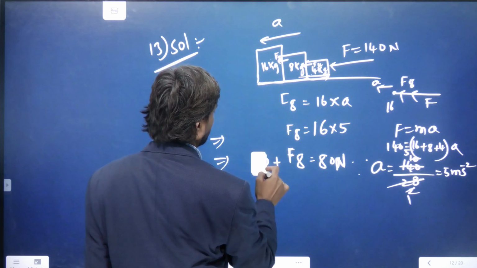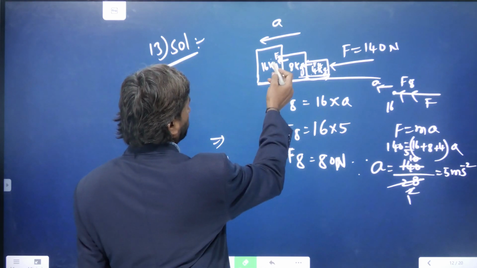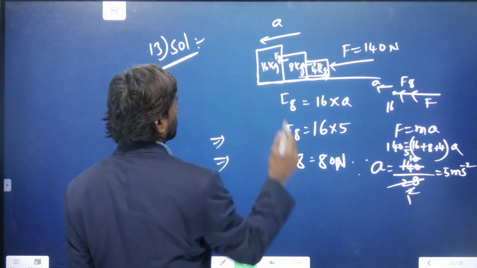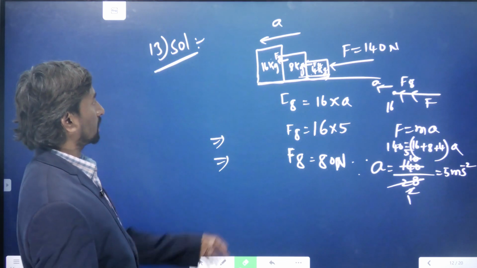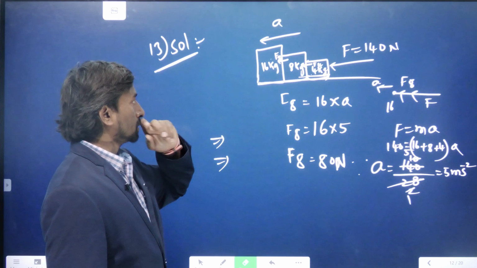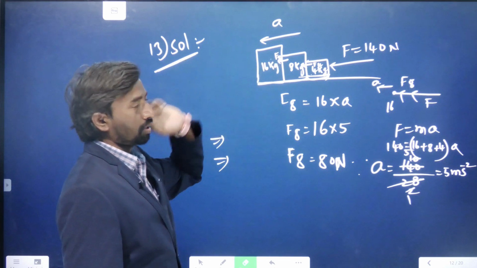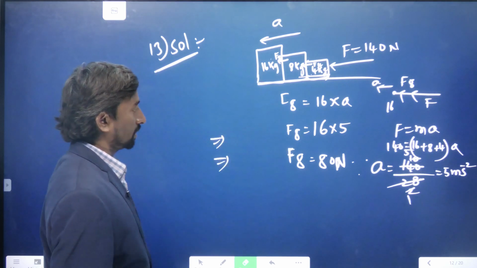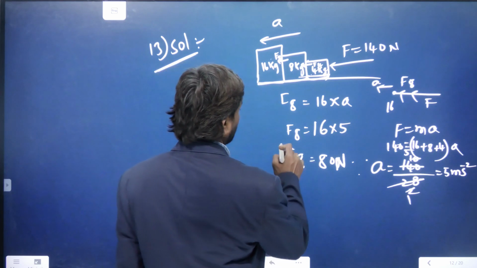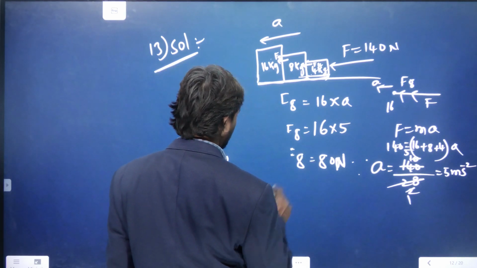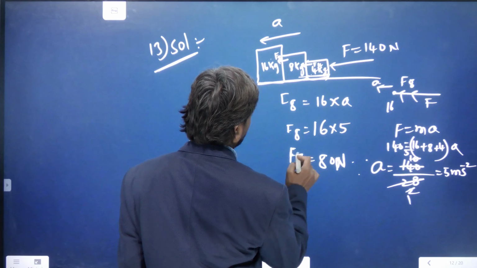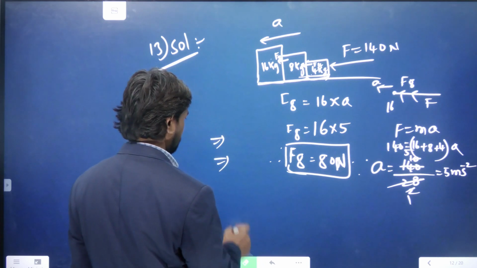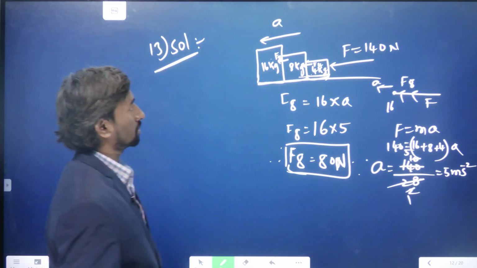So simply we get F8 is equal to the force acting by the 8 kg mass on the 16 kg mass. They are asking the mass acting on the body here, so 16. The mass of the body is 16 and the acceleration of these blocks is 5. So F8 is equal to 80 newtons. That is the answer.